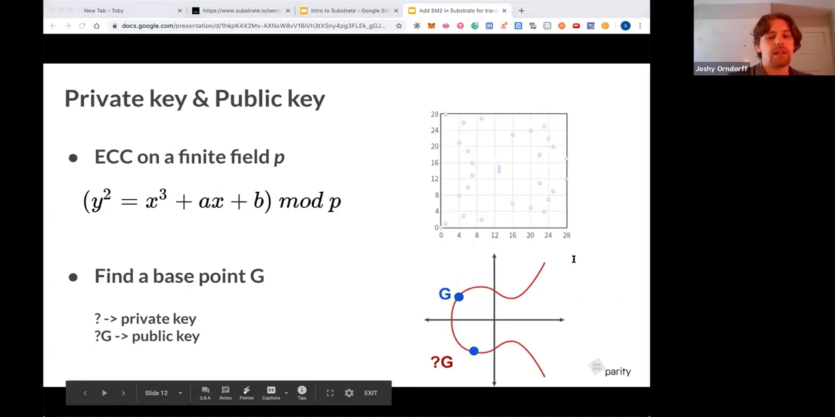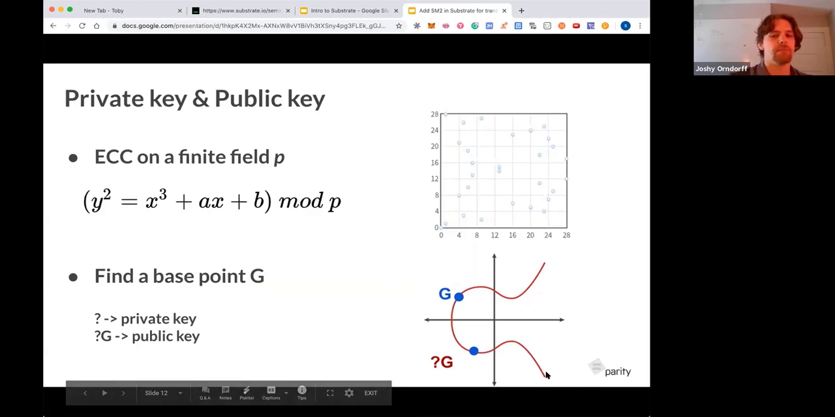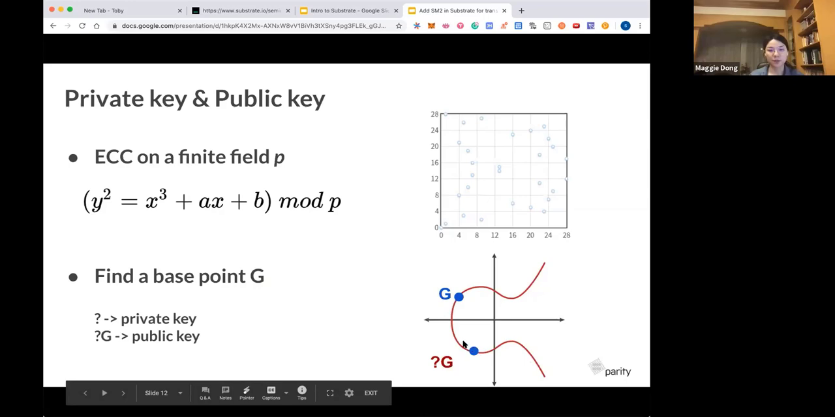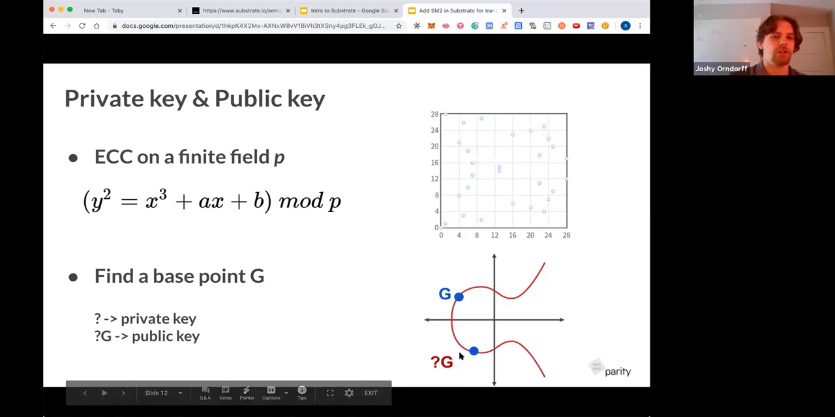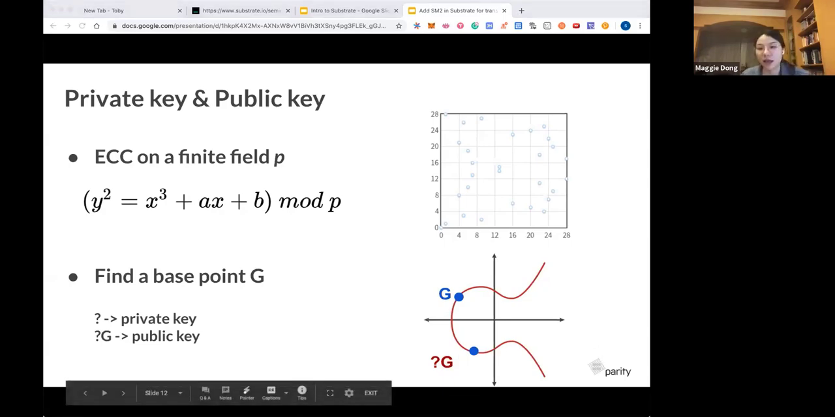So let me make sure I understand this. If I want to use this system, I choose a private key and keep it private, and everybody else using the system and I all agree on a base point G. Everybody knows G, it's public. Once I've chosen my private key, it's easy for me to multiply the question mark and G the way you told us before, and that's my public key. I can give my public key away, because even if you know my public key and the base point G, it's hard for you to go backwards and extract the private key. Is that basically the idea? Yeah, it's totally right, exactly.